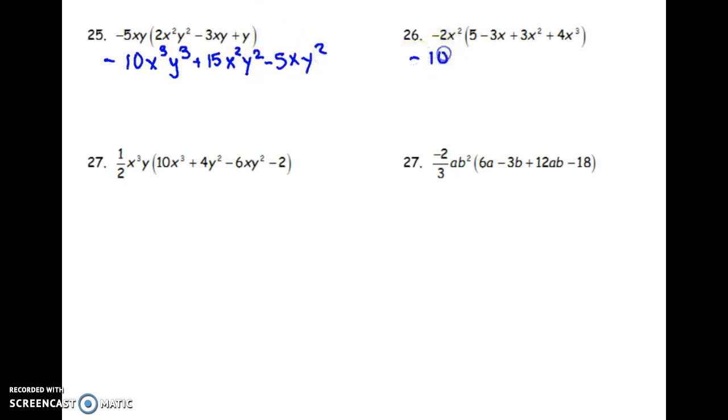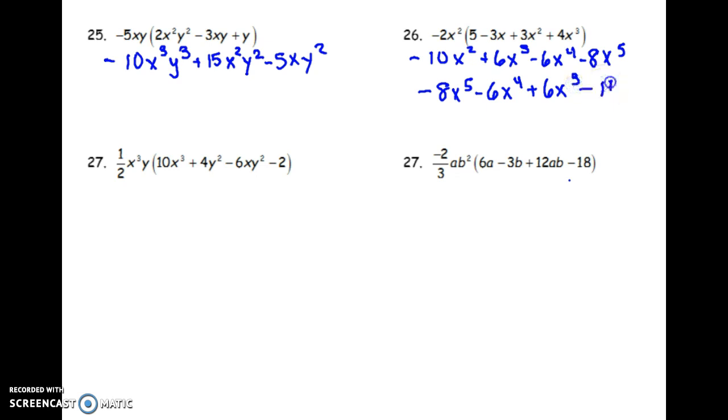Negative 10x squared, plus 6x to the third, minus 6x to the fourth, and then minus 8x to the fifth. And with this one, I'm going to rearrange it. Let's do it in reverse, the highest exponent first. So negative 8x to the fifth, minus 6x to the fourth, plus 6x to the third, minus 10x squared.